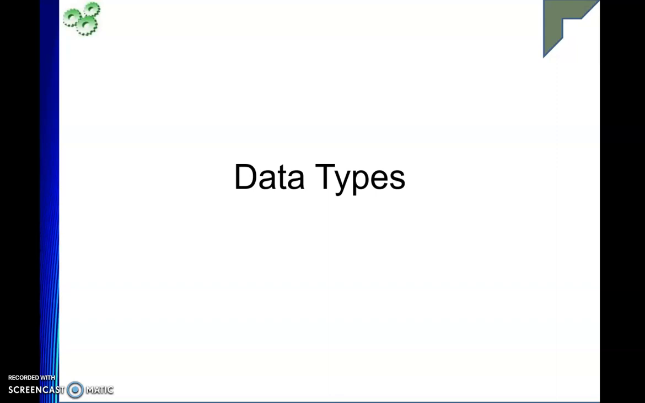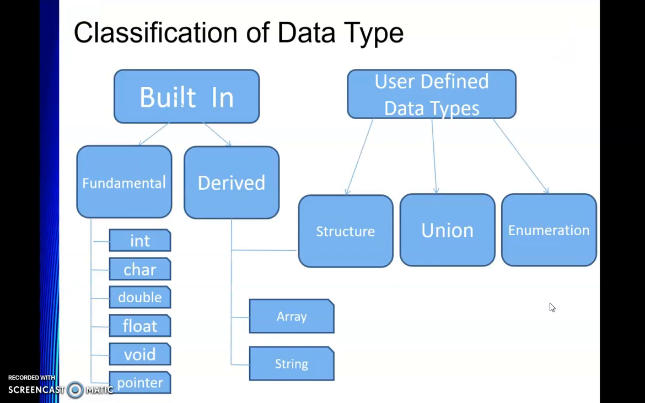Now, when you talk about data types, we are talking about data, and data types means we are talking about the type of the particular data itself. Having said this, classification of data type is like this. We have a built-in data type, and we have a user-defined data type. And the built-in data type is divided into two, the fundamental data type and the derived one.